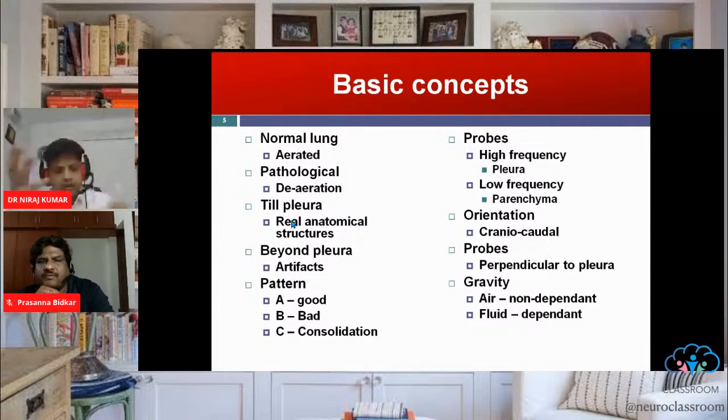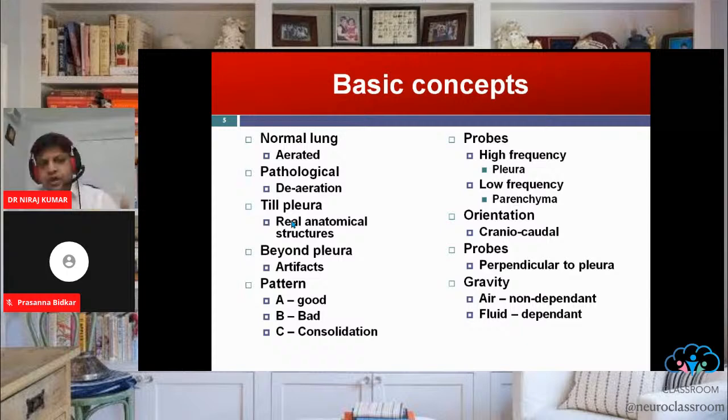Regarding the gravitational effect, in pneumothorax, air accumulates in the non-dependent zone, while fluid accumulates in the dependent zone. These are simple concepts which will make things easier in the coming slides.